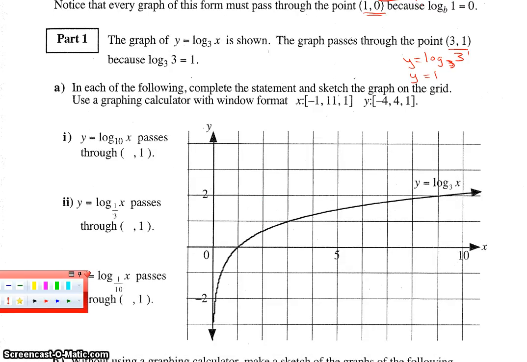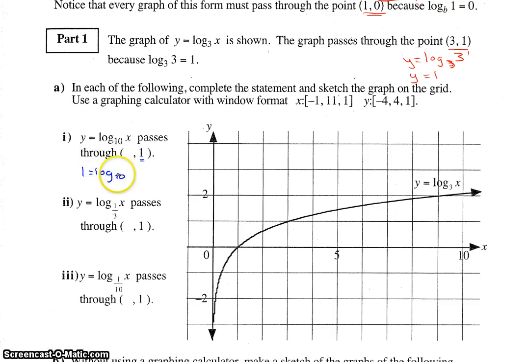Let's take a look at the first one here. Y equals log base 10 of x passes through the point. Now let's think, if we want y to be 1, what would we have to make x equal in this equation? So what would go here? Well, remember the log is the exponent. So if the base on this is 10, if we wrote 10 to the exponent of 1, there we go. That's how we would get that. So that would have to be a 10.